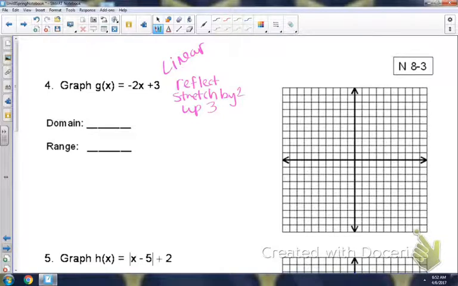Okay, so you can use the transformations here, so let's do that. So we're shifting our 0, 0 point up 3. So there's that new point. From there, we're acting like that's the new origin, but we're having to stretch by 2 and reflect. So if you remember back from your linear parent function on the front, our points were -2, -2.